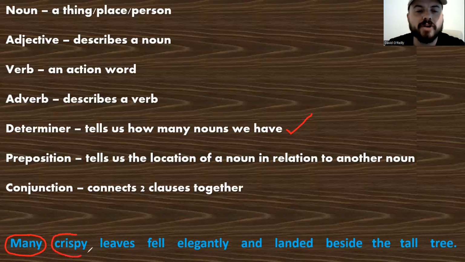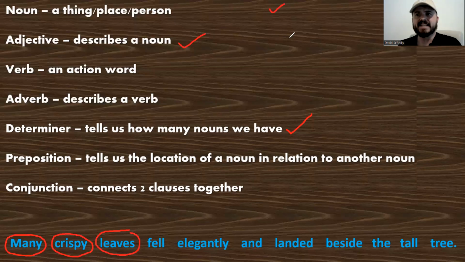Say it aloud. Which word class is crispy? The answer is an adjective. Why is it an adjective? Well, it's describing leaves. Crispy is describing, and I'm about to give the next one away. What is leaves? What word class does leaves belong to? Leaves is a thing, which means it's a noun. Okay, so leaves is a noun. Crispy is describing a noun. And we know that adjectives describe nouns. So crispy is describing a noun. Crispy must be an adjective. We know leaves are nouns because they are things. Okay. Many crispy leaves fell.